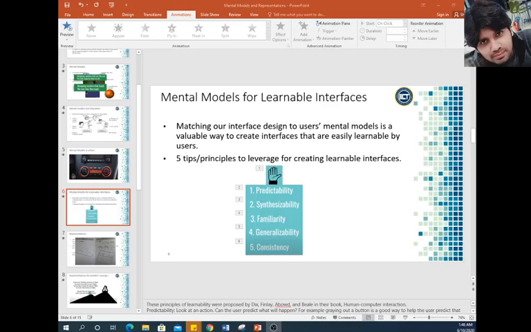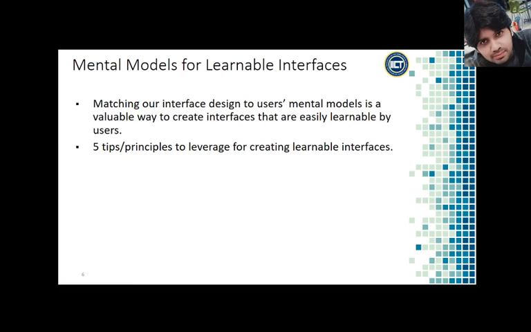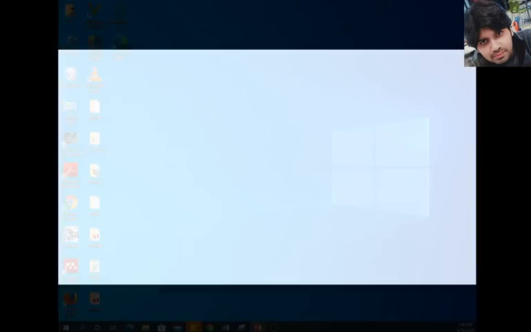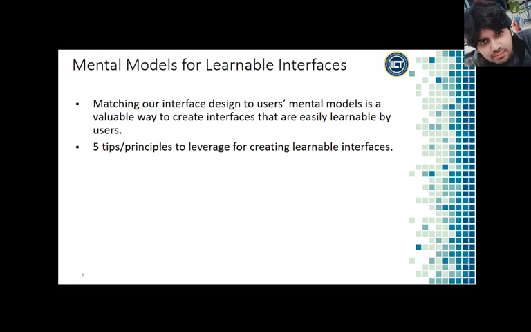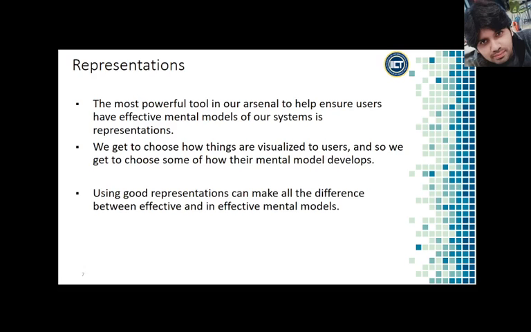So, welcome back, and let's explore more things in this second part of this video series. We have already gone through the mental models for learnable interfaces. So let's start by the representations, how we can actually represent the mental models. So let's start with the representations.